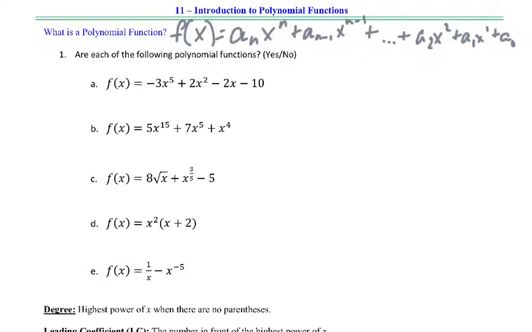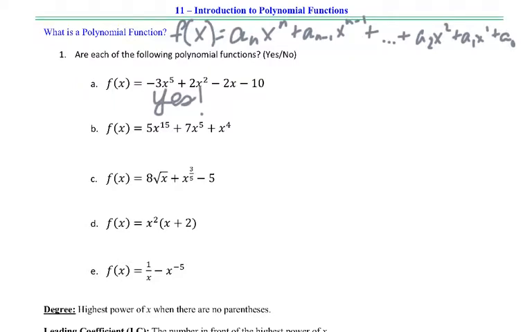So looking at the first one, we have f of x equals negative 3x to the 5th plus 2x to the 2nd minus 2x minus 10. We look at the powers of the exponents on the x values. Those are all positive integers or non-negative integers, because it could be 0, like x to the 0. That's okay. So they're all non-negative integers, and all of the coefficients are real numbers. And so yes, this is a polynomial function.